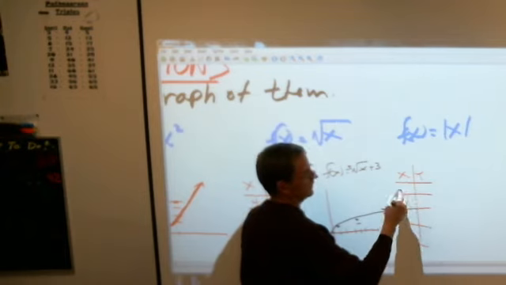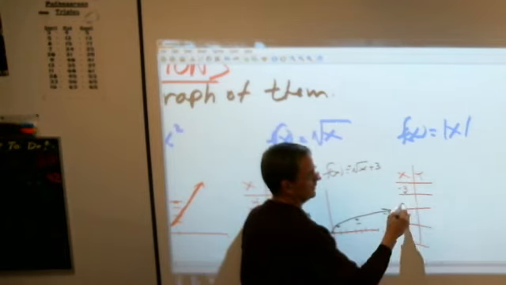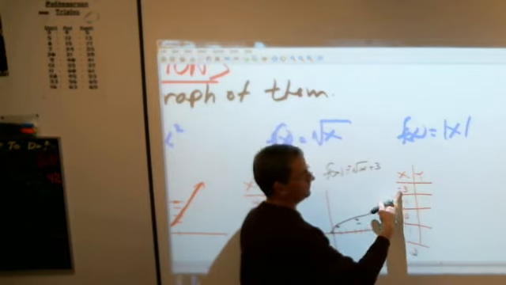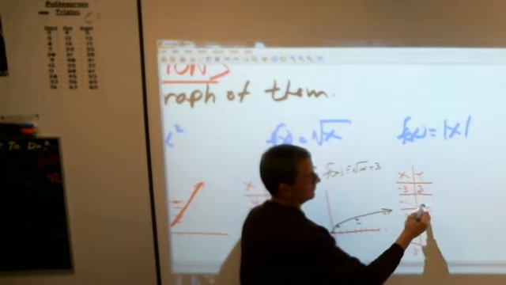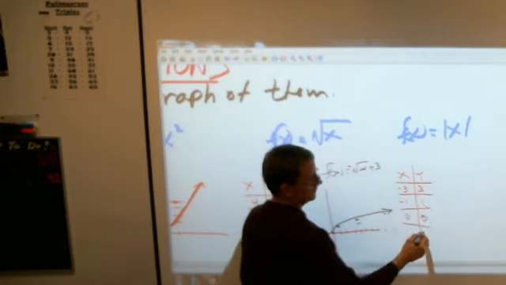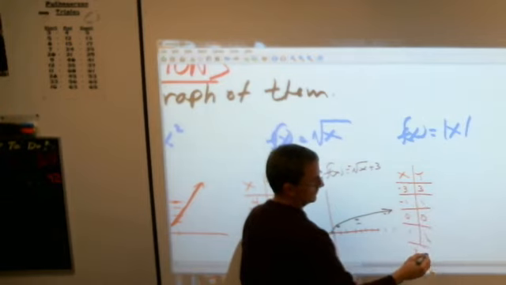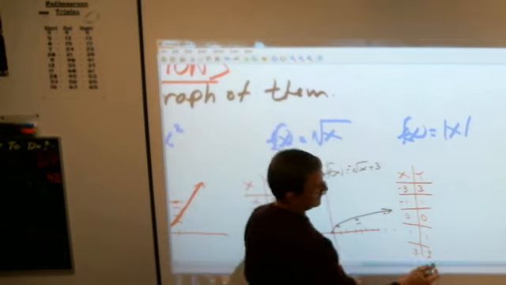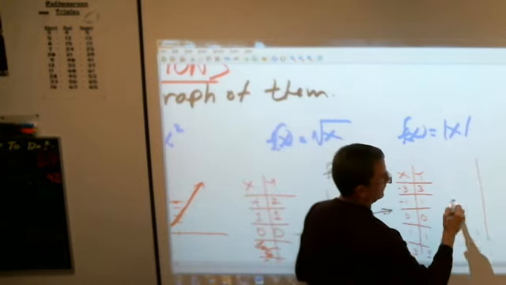Let's just do -3, -1, 0, 1, and 3. Absolute value of -3 is 3, -1 is 1, 0 is 0, 1 is 1, 3 is 3. Remember, absolute values don't change into their opposite, they just make everything positive. So here is our graph.